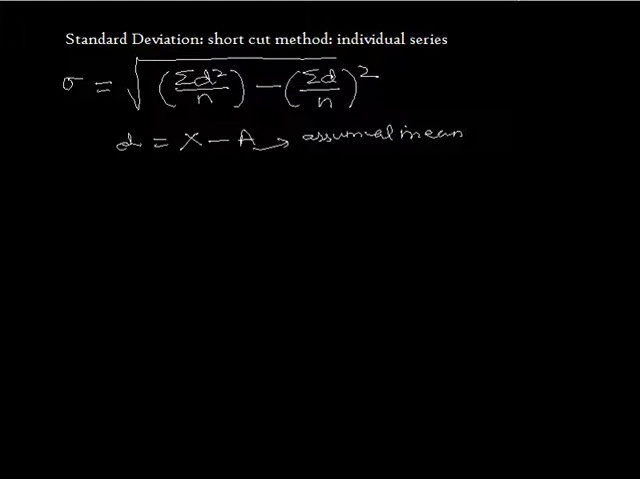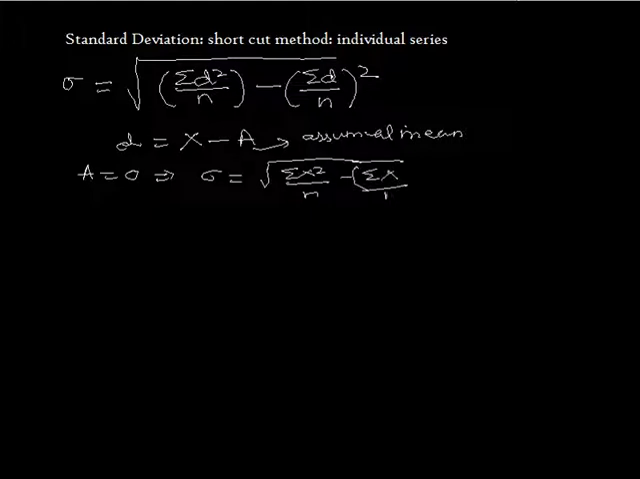Now in case a equals 0, that would imply that sigma equals square root of summation x square upon n minus summation x upon n whole square. Okay, or you can say this is what? This is your x bar whole square, that is the mean, right?